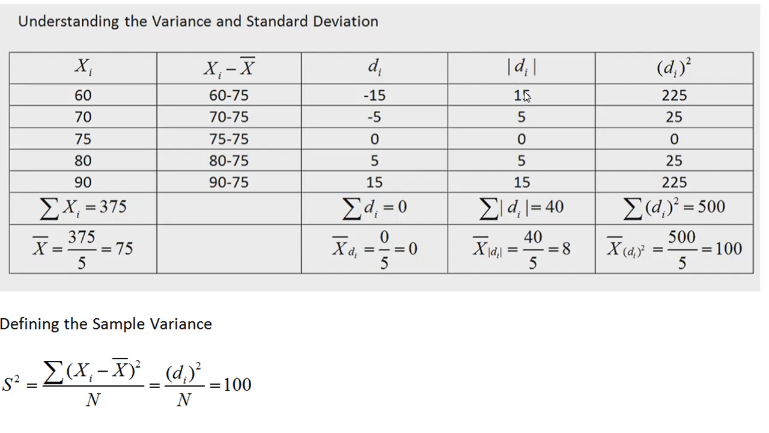So I've taken the absolute value of the deviations, and now I'm going to sum those absolute values. This sum right here is equal to 40. And then when I take the average of those absolute values, I get 40 over 5 is equal to 8.